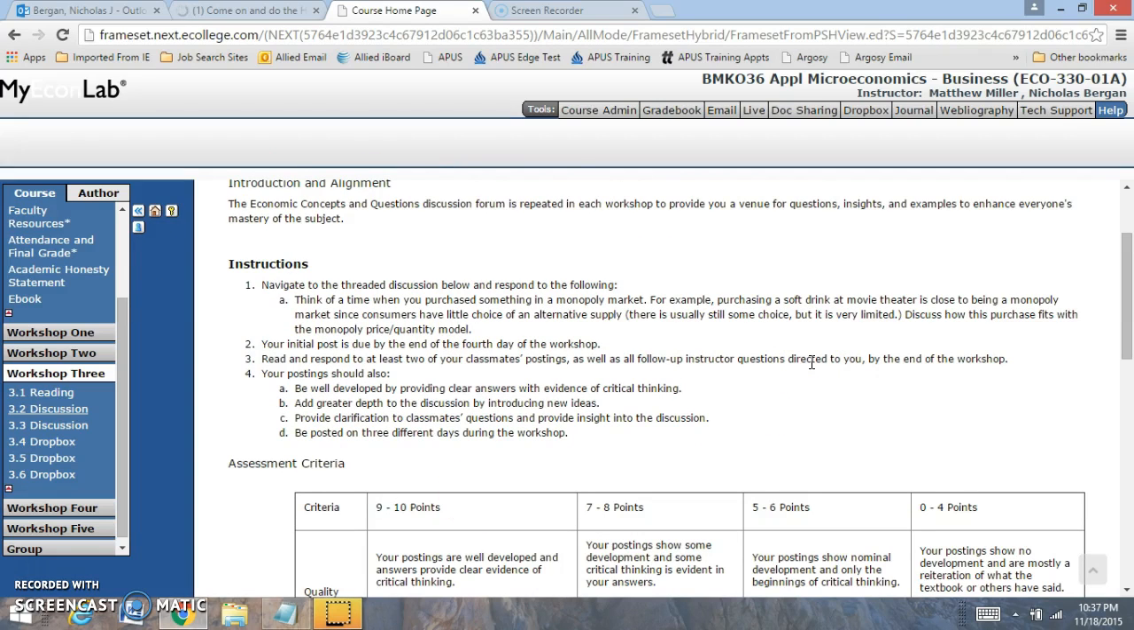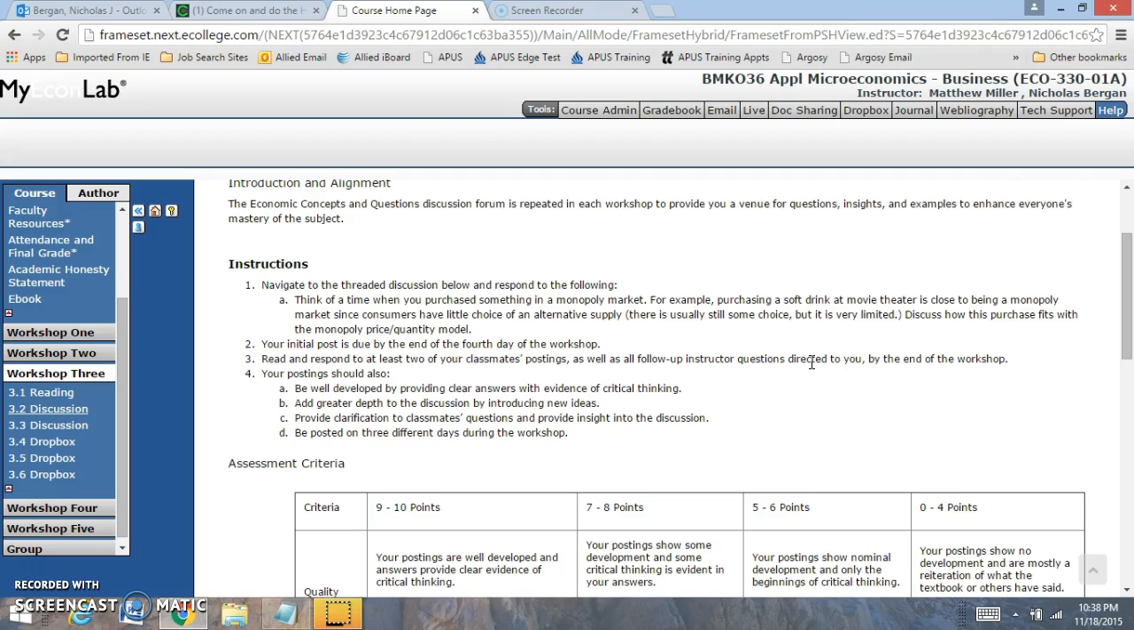Think of a time when you purchased something in a monopoly market. Be very careful. When you look at a monopoly market, it's something that's regulated by the government. And a monopoly market is something like your utility company, electricity company, natural gas, water company, your local phone service, your cable company. Those are key areas.